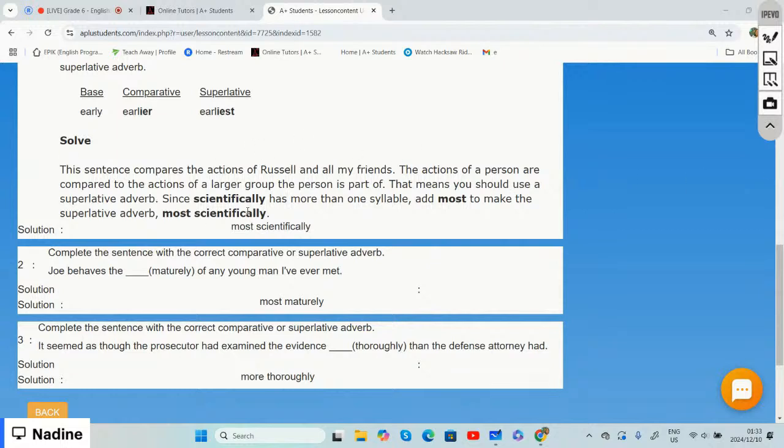All right, and here we say if we were to complete the sentence, it says Joe behaves. Remember, it's three syllables, maturely. So Joe behaves maturely of any young man I've ever met. So maturely, do we now add the comparative or superlative adverb? It says Joe behaves the maturely of any other young man I've ever met. Which means that we are comparing Joe to another man, so it's going to be the comparative adverb. Or actually superlative.